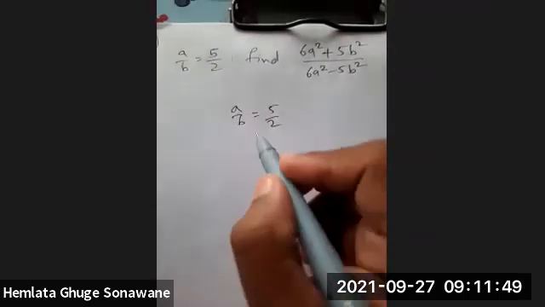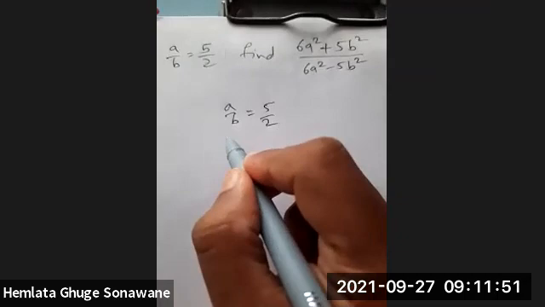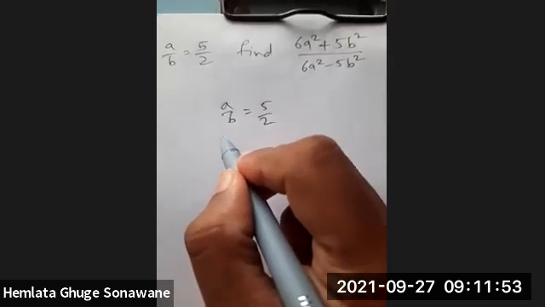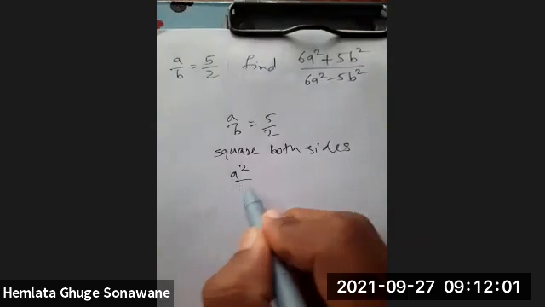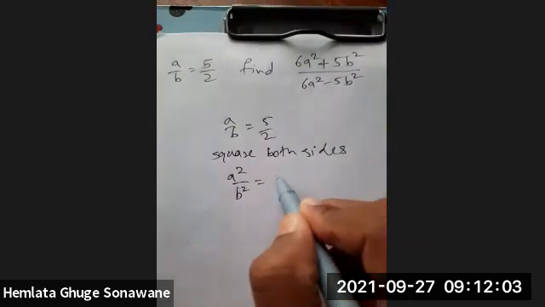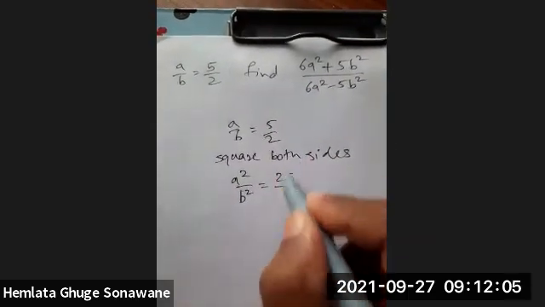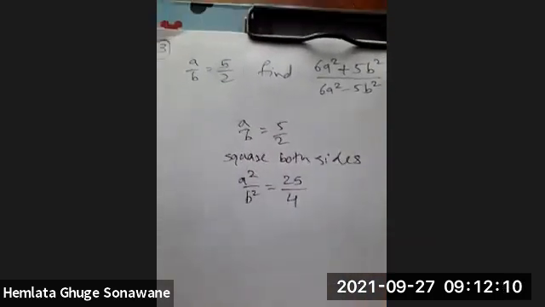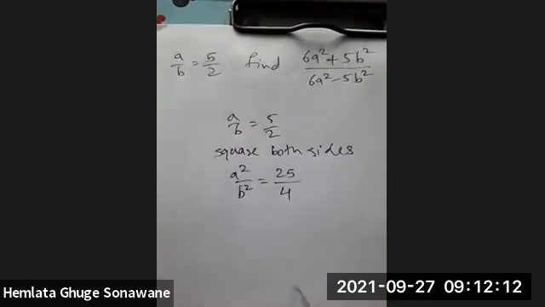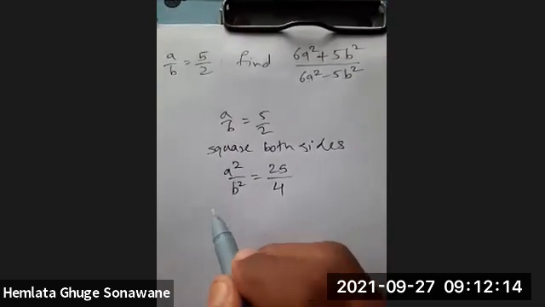Teacher, numbers have squares given, so square both sides. Very good. Square both sides. So here A square upon B square, 5 square is 25 and 2 square is 4. Yes. Now next, multiplying both sides by 6 upon 5. Very good.